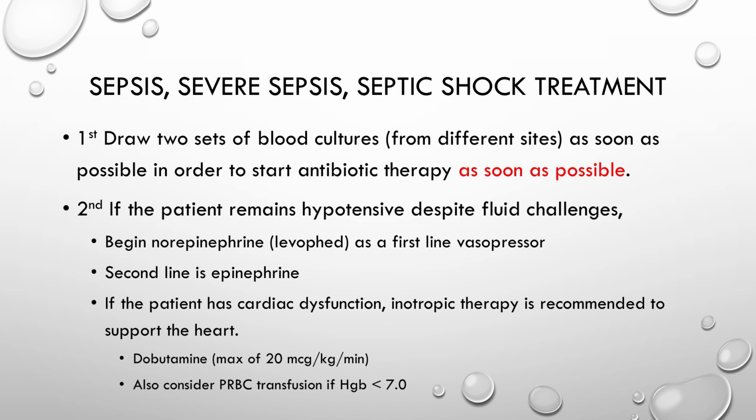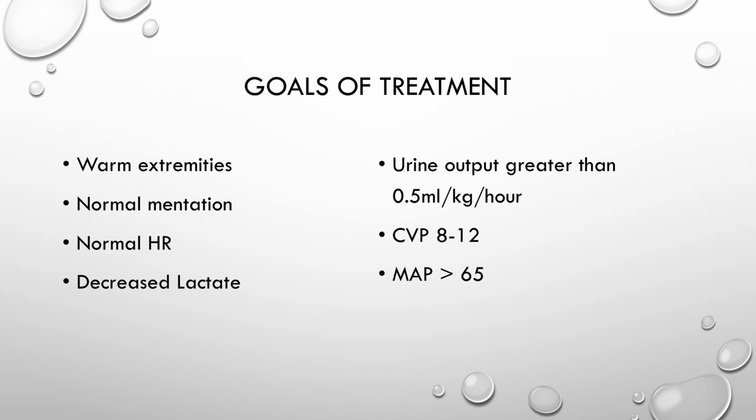So remember, we want to do pressors here because our SVR is decreased, and not like with hypovolemic shock when your SVR is increased. So your goals of treatment: you want warm extremities, you want normal mentation, normal heart rate, a decreased lactate, urine output above the minimum. You want a central venous pressure of 8 to 12. Again, this is a little bit controversial. And you want a MAP greater than 65.